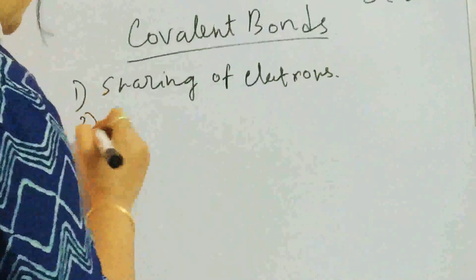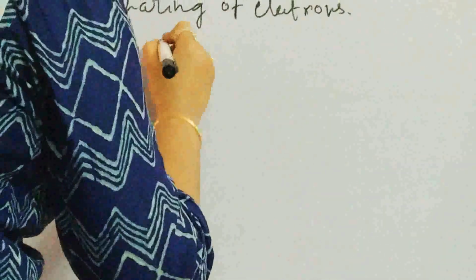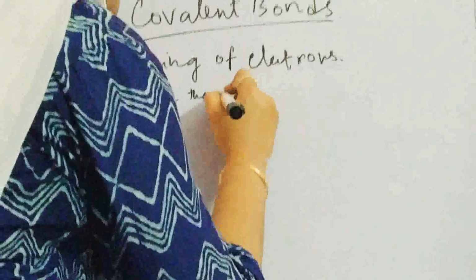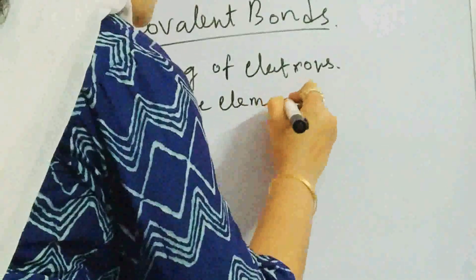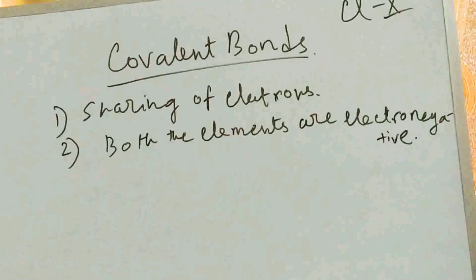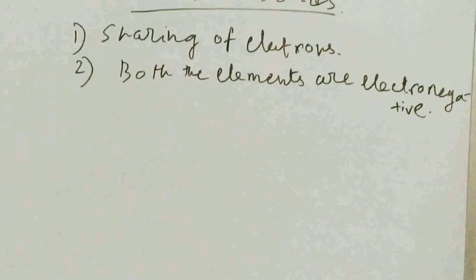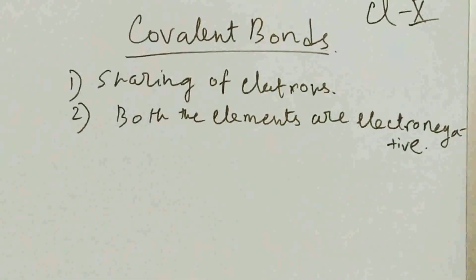Second, both the elements are electronegative in nature. So how are covalent bonds formed? As I have told you earlier, there is a sharing of electrons.